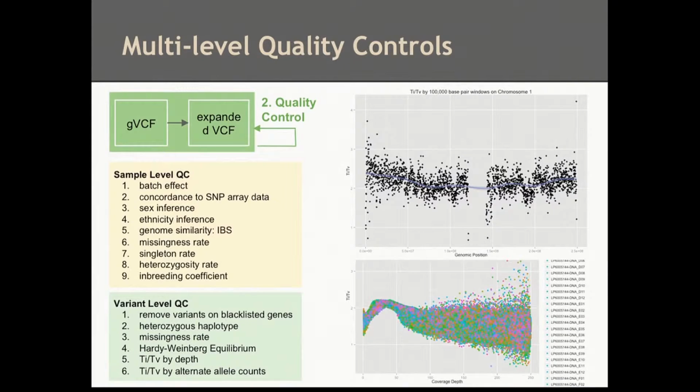We developed multi-level quality controls, both at the sample level and the variant level. We consider both principles for individual genomics and population genomics. For example, in this TI-TV ratio by 100,000 base pair window in a single genome can help us to detect any genomic regions that are error-prone. And this TI-TV ratio considers sequencing depth distribution over the entire cohort, and that can help us to define or detect any variants that are identified with too low or too high coverage.